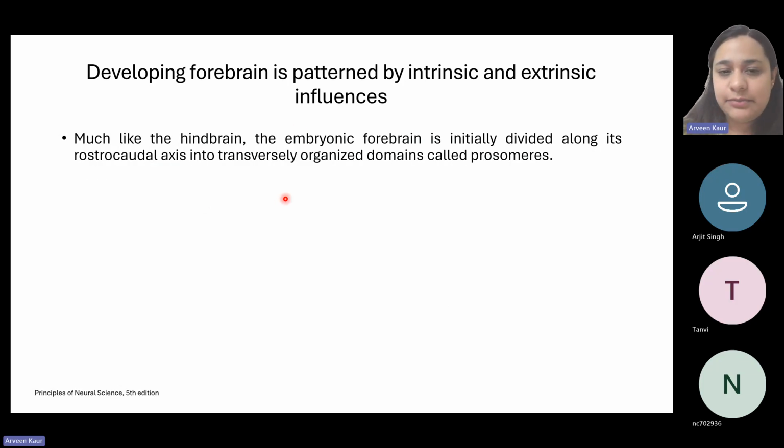So much like hindbrain, the embryonic forebrain is initially divided along its rostrocaudal axis into transversely organized domains called prosomeres, right? So, like there was a rostrocaudal patterning across the brain, even within the forebrain, there is this patterning that is occurring, and there is division such that different regions are known as prosomeres, right?